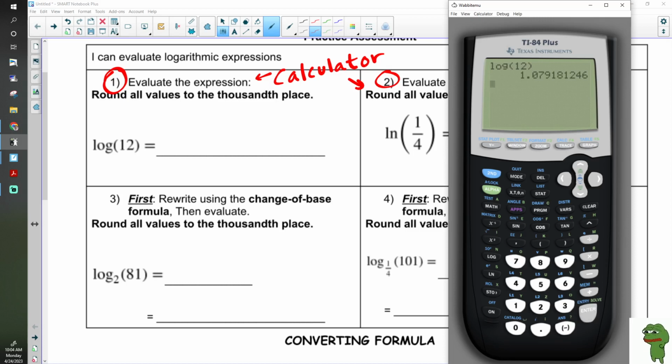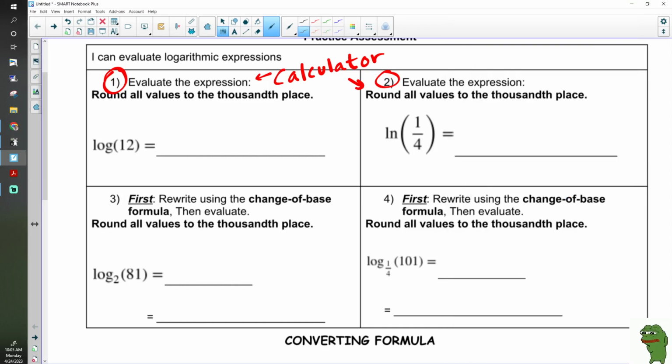Now, it is important, and in math, people are a little petty and nitpicky. Logarithms always are written to the 1000th place. That means 3 decimal places. So 1.079. That is it. That is how you evaluate a basic logarithm. Plug it in your calculator.